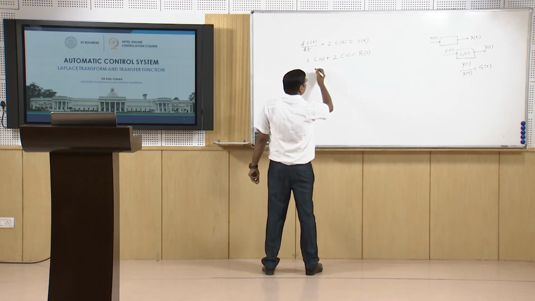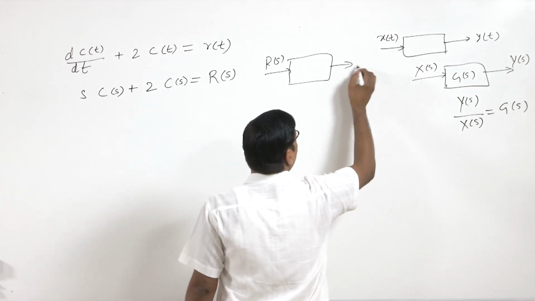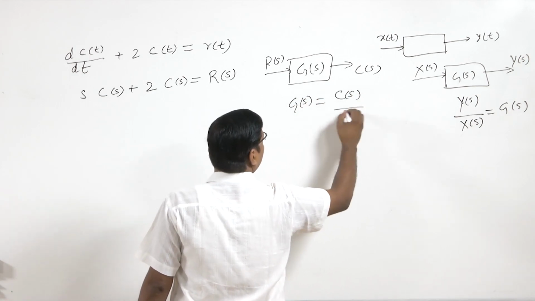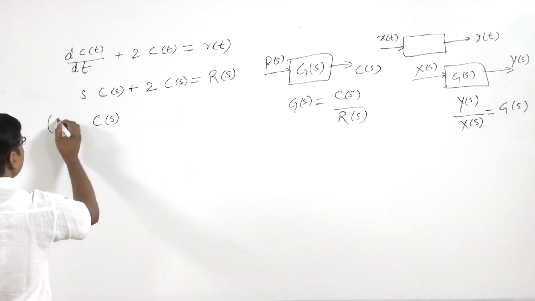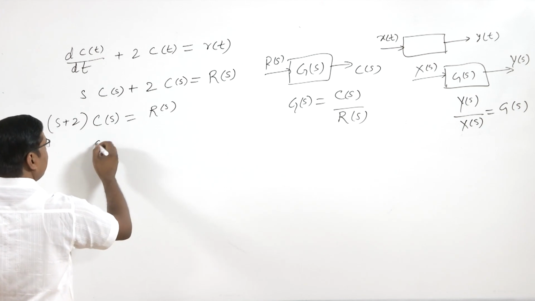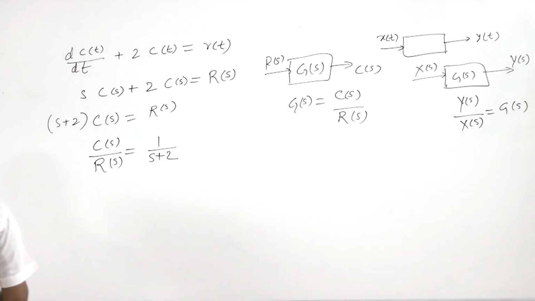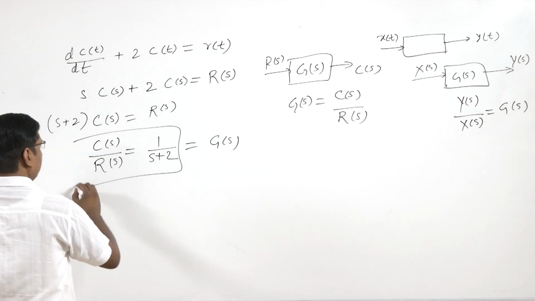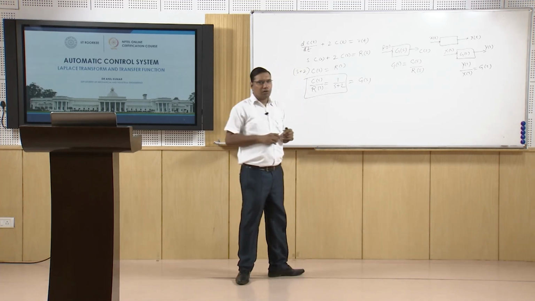So from here we have to find, so it is like we have input R(s) and output C(s), we have to find G(s). So G(s) equals C(s), output, by input. So here we take C(s)(s plus 2) equal to R(s). So here C(s) by R(s) equal to 1 by s plus 2, and this is the transfer function G(s) of the system. So that is how we can find the transfer function of a differential equation.